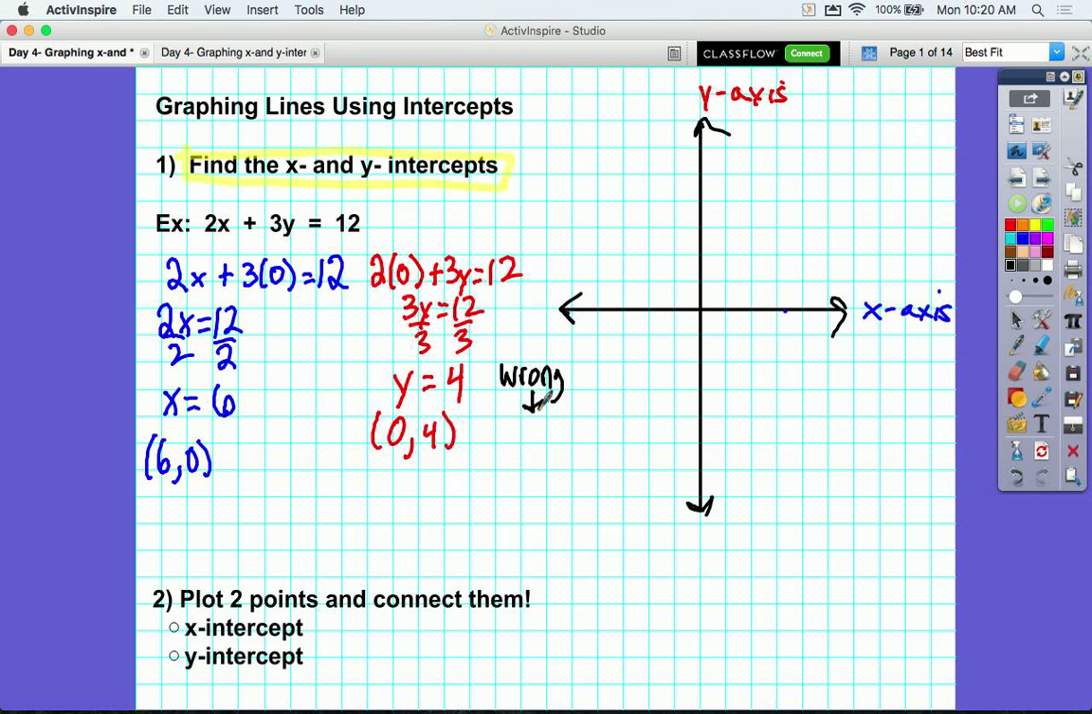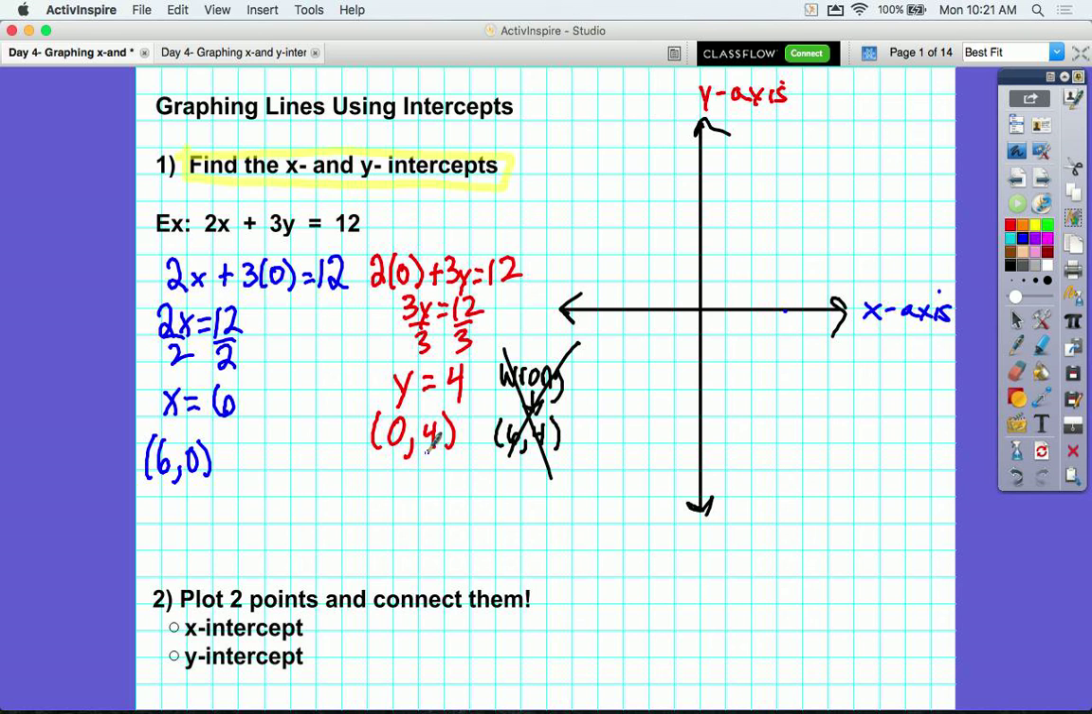It would be wrong to say that you've got a point at 6, 4. It's a big mistake that I've seen students make in the past, and then they plot that point and they don't know what to connect it to. So we want to make sure not to do that. We want to make sure we understand that 6, when we solve for x, means that we have a point at 6, 0. And when we solve for y, when we get 4, we understand the point is 0, 4.